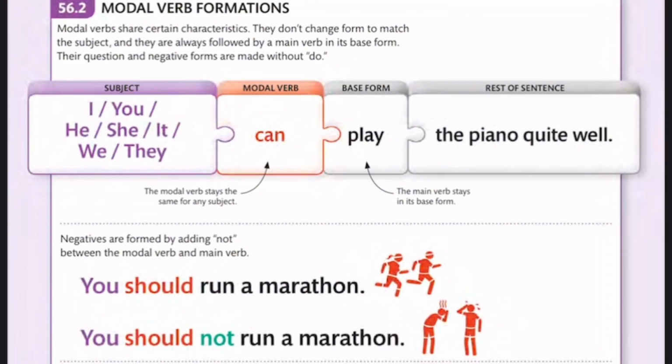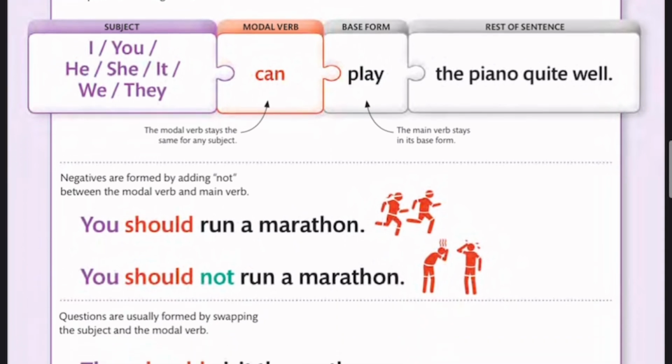When you use I, you, he, she, it, we, they, whichever, plural noun, plural pronoun, singular noun, singular pronoun, after your modal verb, your verb will be the base form. The verb stays the same for any subject. You can see the arrow. The verbs stay the same for any subject. For instance, you should run a marathon, not you should runs a marathon.